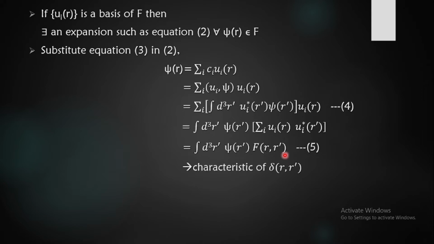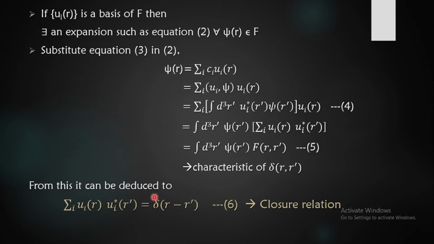And this equation number 5 is a characteristic of a function delta of r minus r dash, and from this, that is whatever we have discussed above, it can be deduced that summation of ui of r into ui star of r dash is equal to delta of r minus r dash, and this relation, that is equation number 6 itself, is called the closure relation.